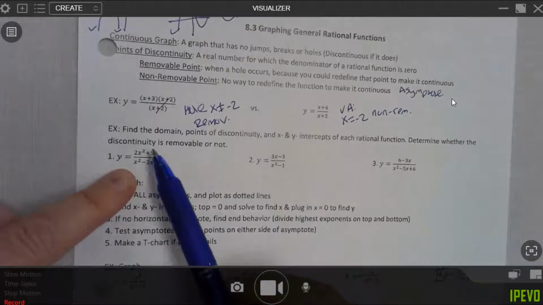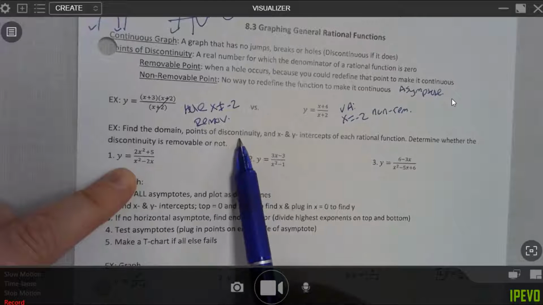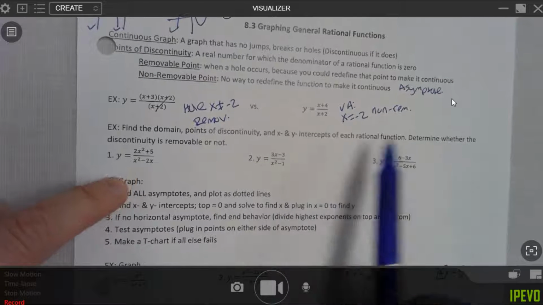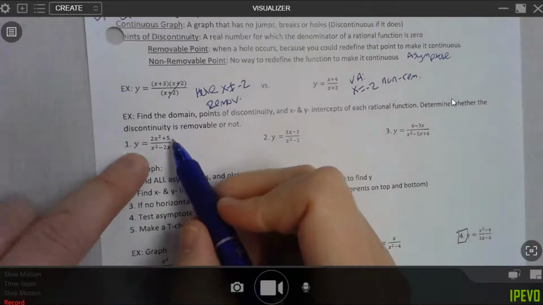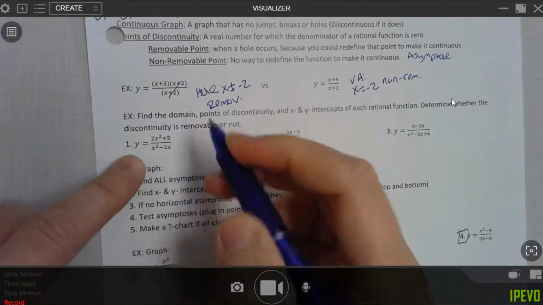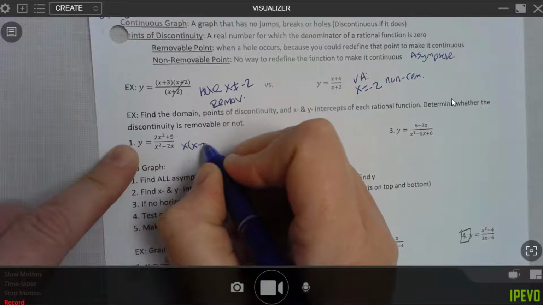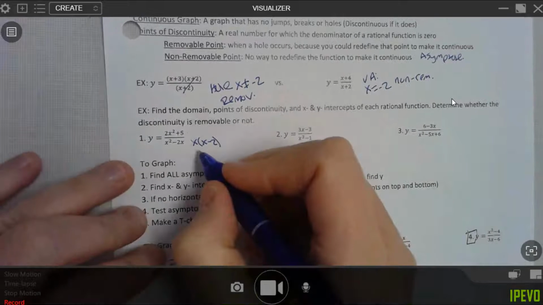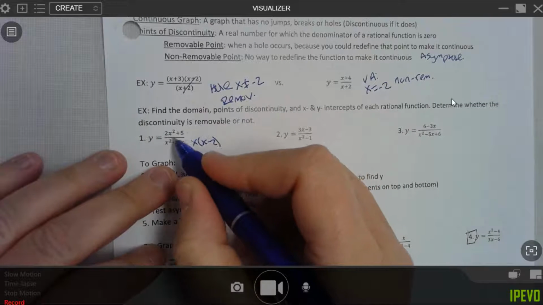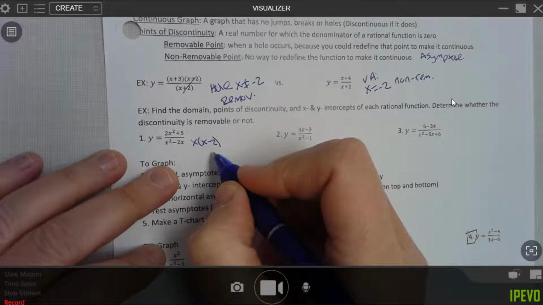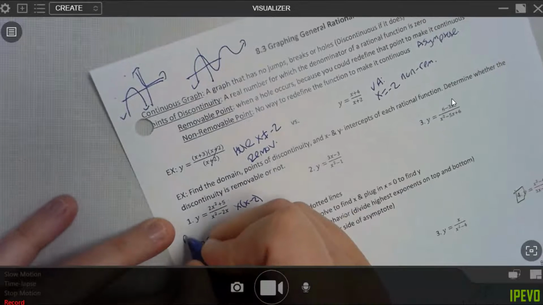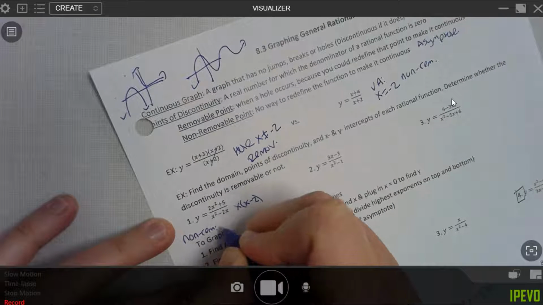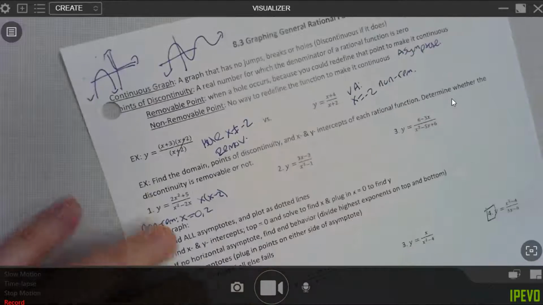So down here, I'm going to find the domain, points of discontinuity, and x and y intercepts of all of them. First, let's just do discontinuity because that's what we just learned. For discontinuity, make sure the top and bottom are factored. The top can't factor here. The bottom factors into x times x minus 2. So that gives me 0 and 2. Since you cannot cancel those out, those are both going to be non-removable points. So they're vertical asymptotes. Non-removable would be at 0 and 2.